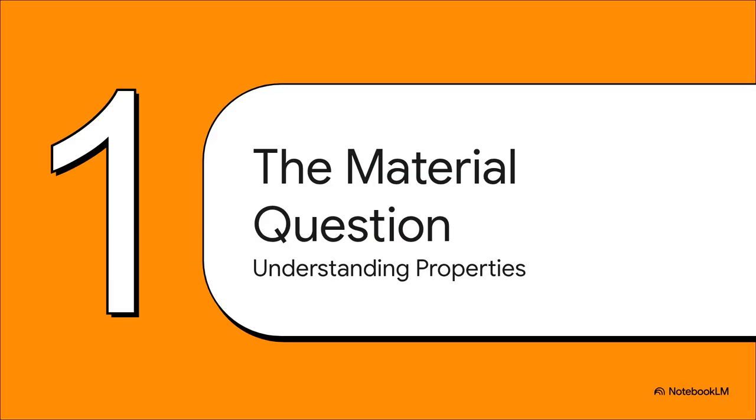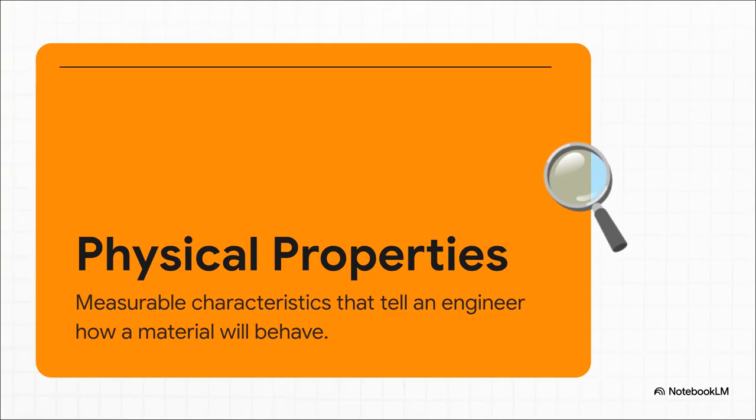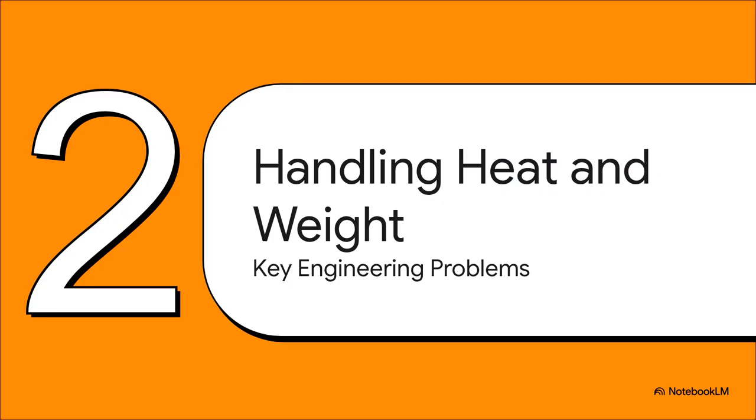Okay, so how do you get fluent in this language? Well, it all starts with what we're calling the material question. And the answer is always found in a material's most basic, fundamental properties. Think of physical properties like a material's resume. Seriously, they're the hard data, the measurable, predictable stats that tell an engineer exactly how that material is going to perform when you put it under pressure, or heat it up, or put it under stress. So let's dive in. We'll start with two of the biggest puzzles in all of engineering: how you manage weight and how you control temperature.